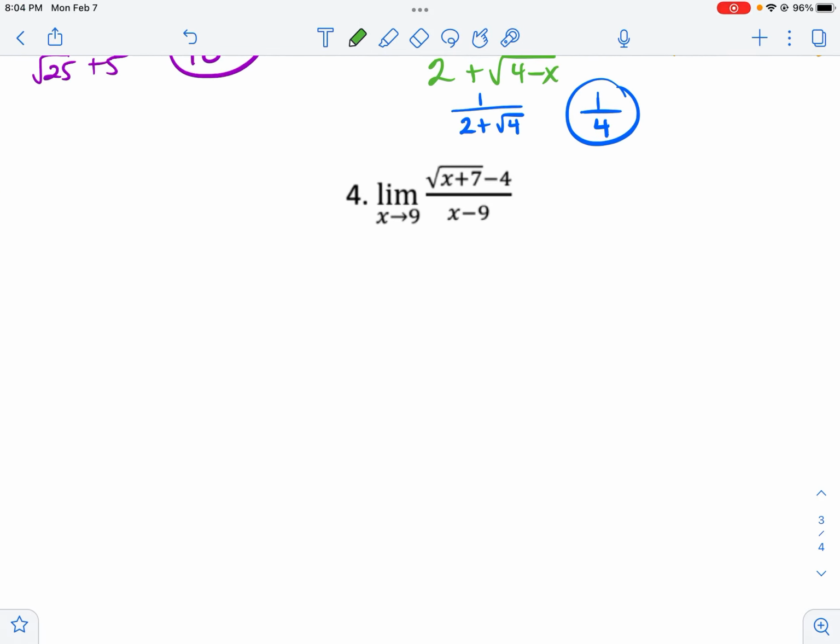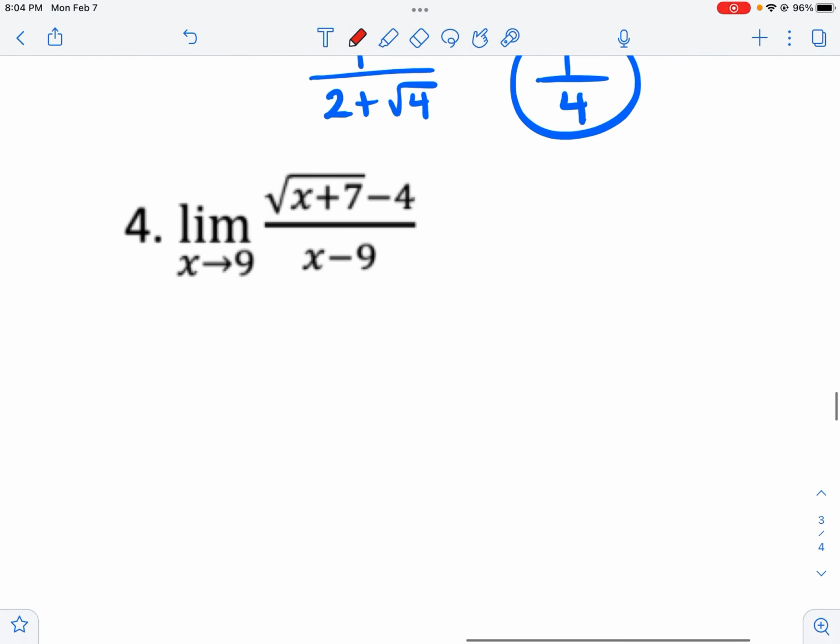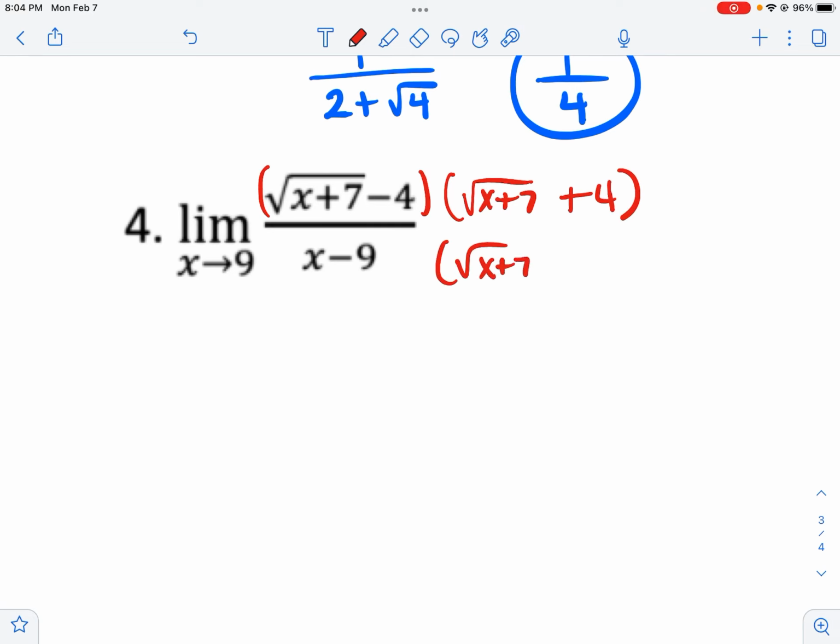Number 4, again, if I do direct substitution with the 9, there's going to be a 0 on the bottom. So the numerator has the radical, so I'm going to multiply the numerator by the same radical, x plus 7. Instead of minus 4, I'm going to put plus 4. Same thing on the bottom, but on the bottom, since it's not conjugates, I'll leave it in factor form. So on top, the radicals times each other just gives you the x plus 7, which is underneath. The negative 4 times positive 4 gives me negative 16.